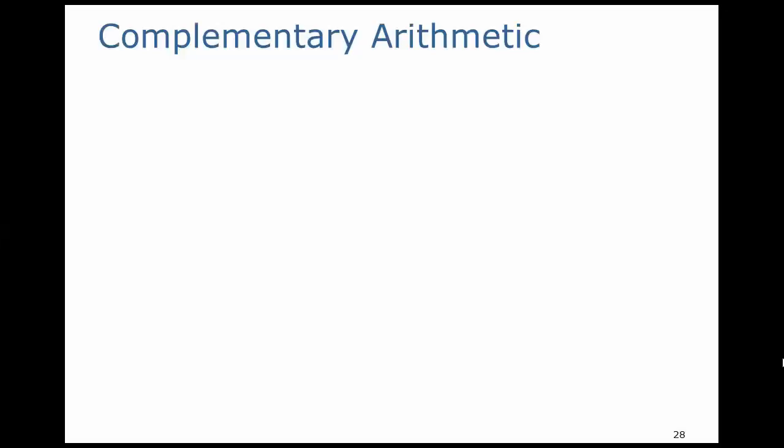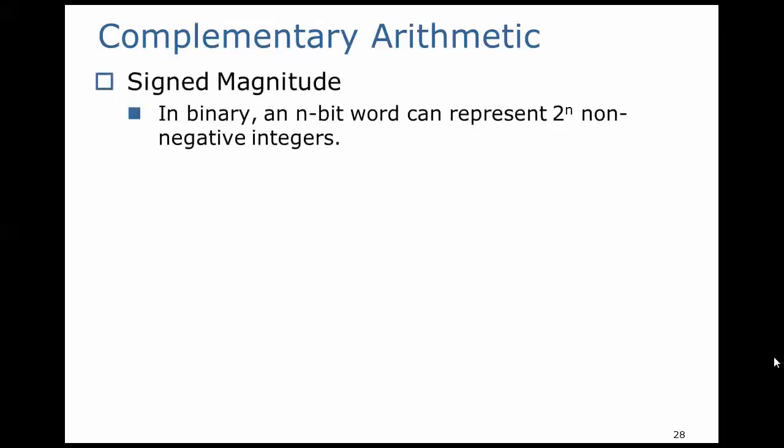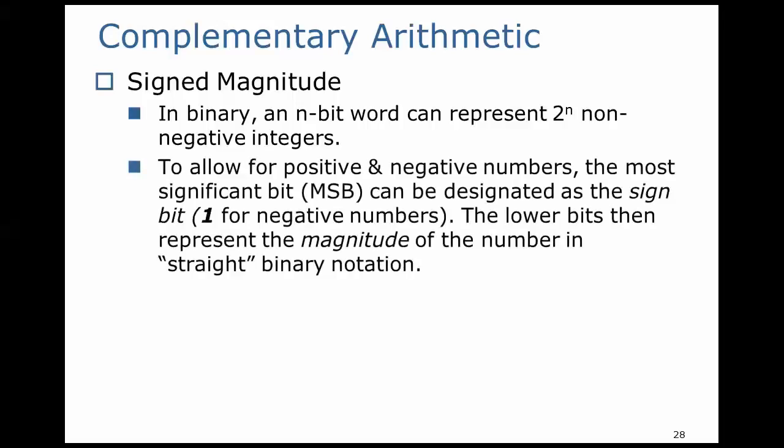Let's look at complementary arithmetic for binary numbers. We will look at signed magnitude and at 2's complement. In binary numbers, an n-bit word can represent 2 to the n non-negative integers. In order to allow positive and negative numbers, the most significant bit can be designated as the sign bit, where 1 would be used for negative numbers.